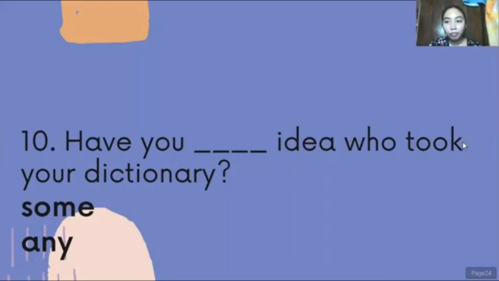And for the last question, have you blank idea who took your dictionary? What's the answer here? Any. Okay, very good, excellent. So here it is any because again the speaker is asking a question, if he knows or has an idea on who took the dictionary.